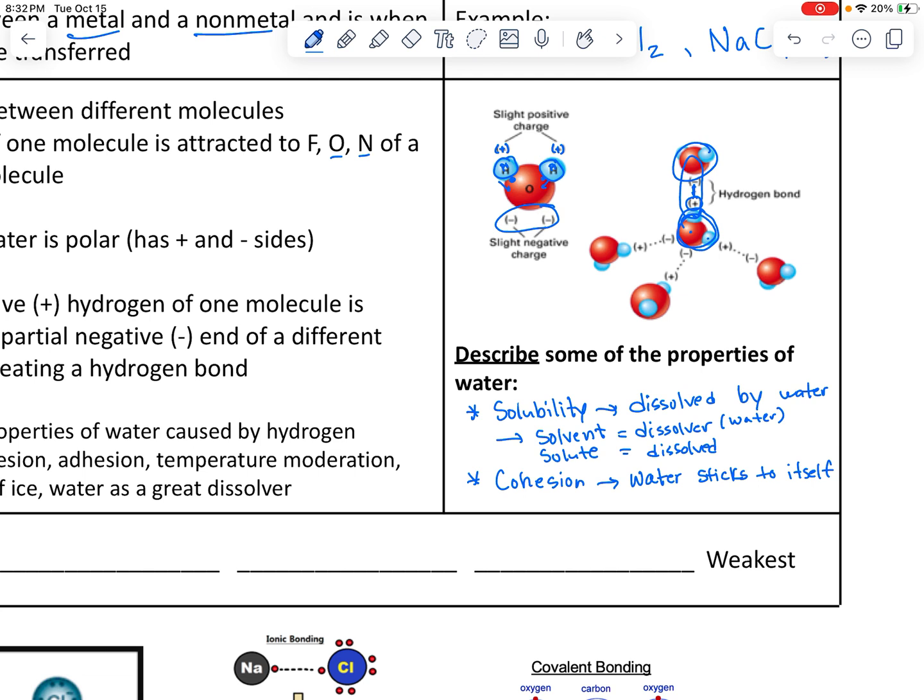If you've ever seen a water droplet form, like water droplets rolling down the glass and they actually come close to another water droplet, you actually see it go bloop, and it's almost like a little magnet. It sticks together. The other property of water we talk about is adhesion. Adhesion is the property of water where water sticks to other things.